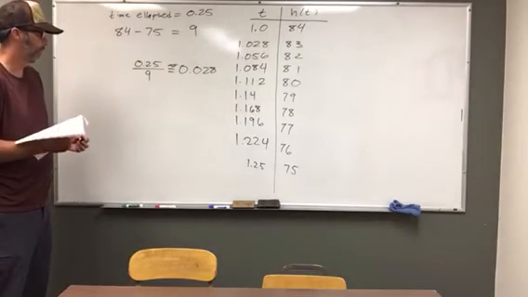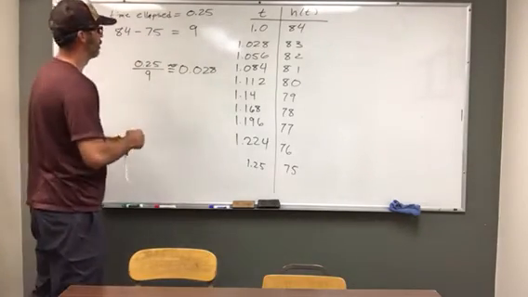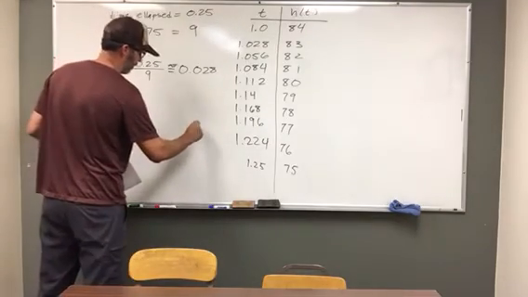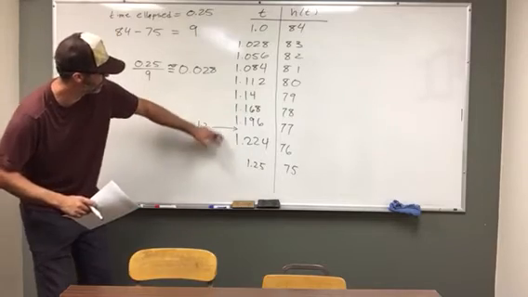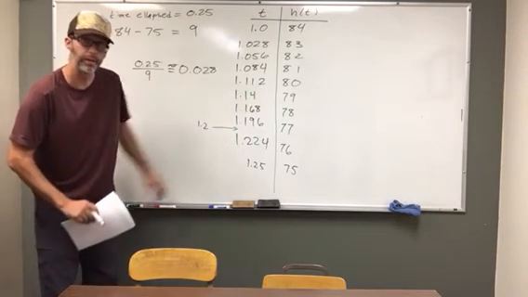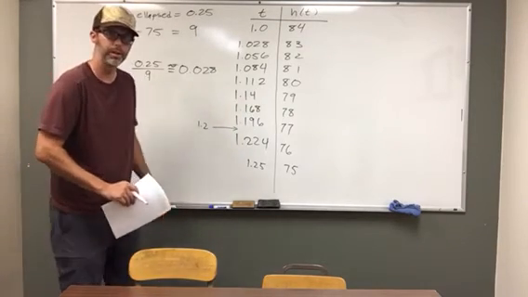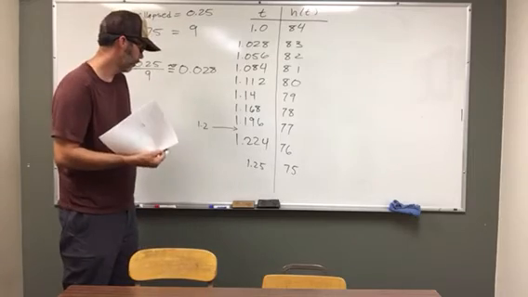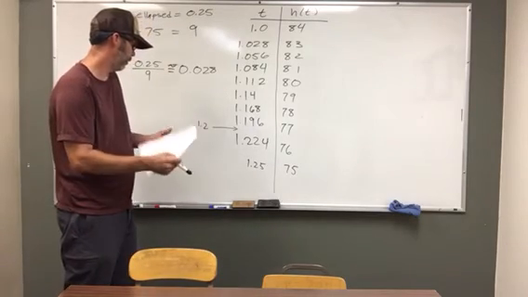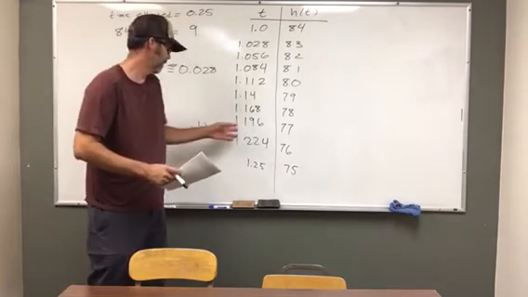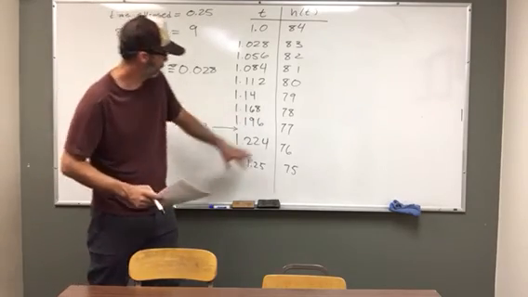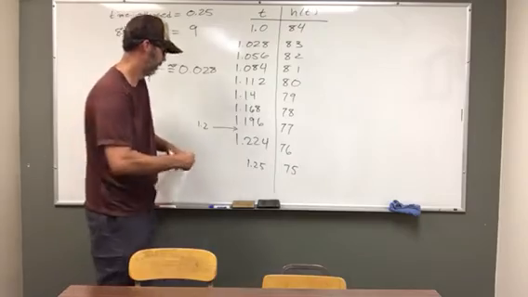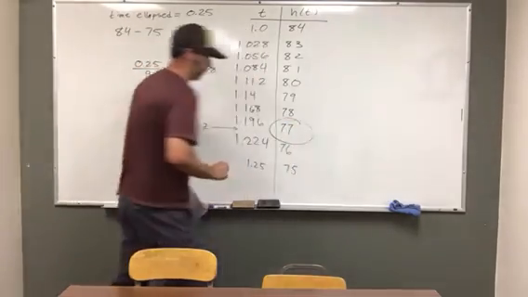Okay, so the number 1.2 is in between these two numbers here, right? And we're supposed to estimate to the nearest foot. So 1.196 is really close to 1.2. So the nearest foot is going to be 77. This is your answer.